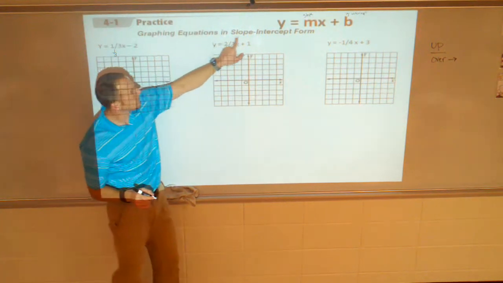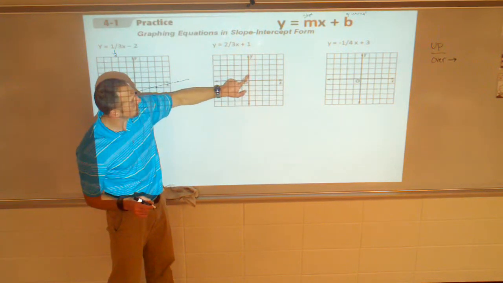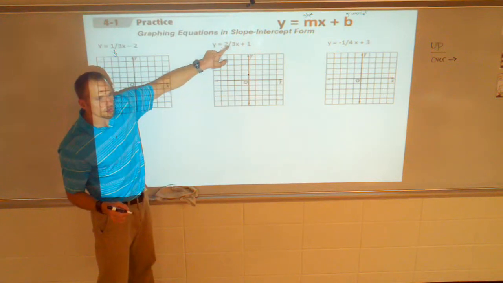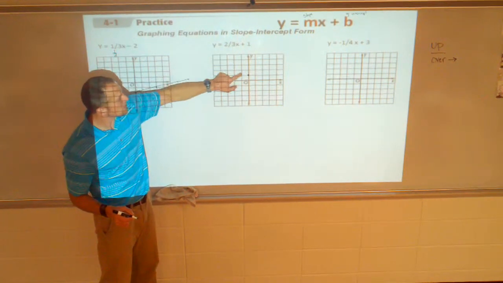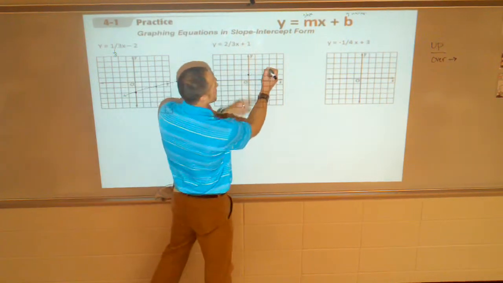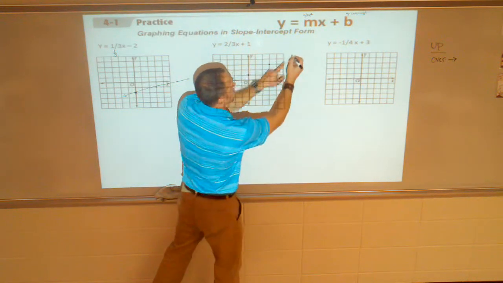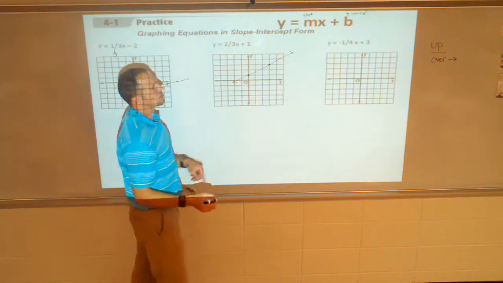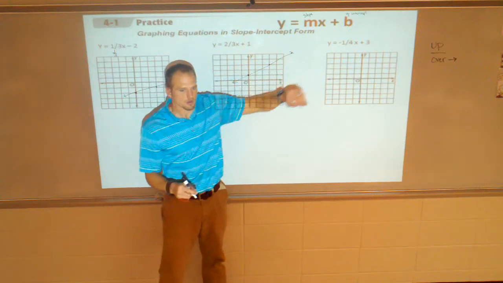This one right here. My b, my y-intercept, is +1, so I'm going to come up 1 on the y-axis. Next, my slope is 2/3, so from my y-intercept, I'm going up 2 over 3. Up 2 over 3. And right there's my line. What's different about this one? Quentin? That was a -1.